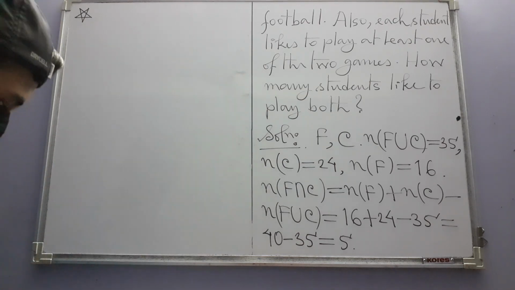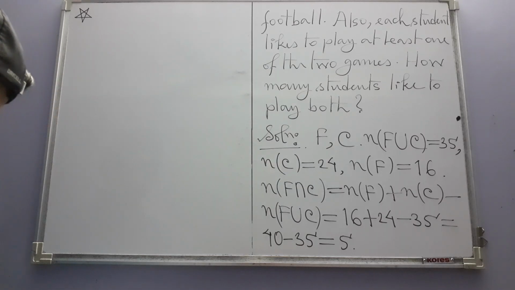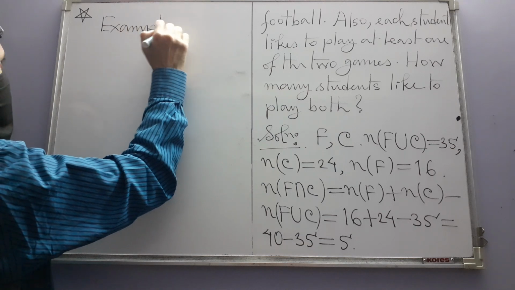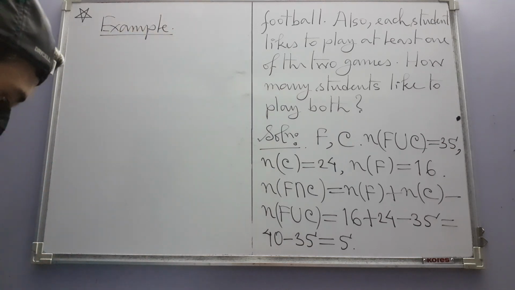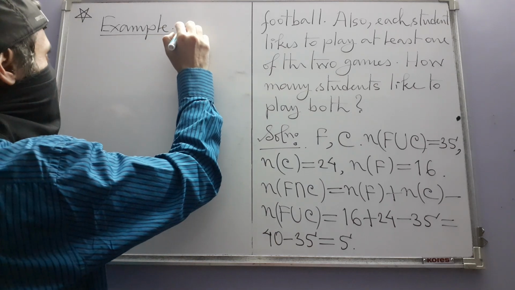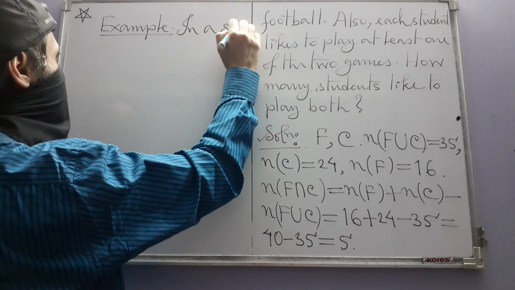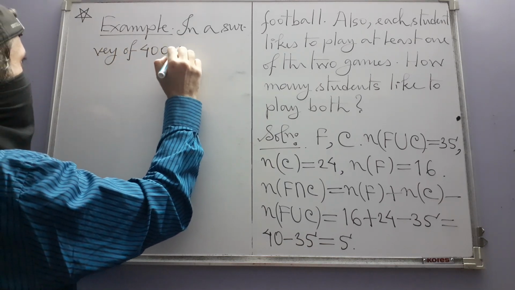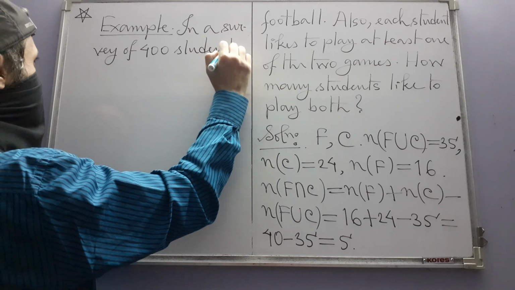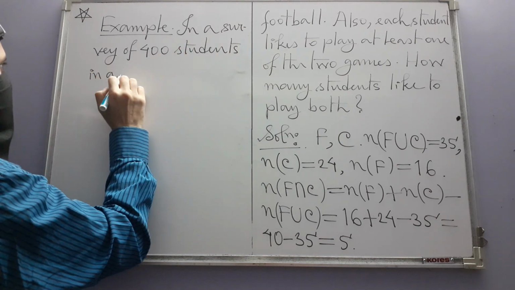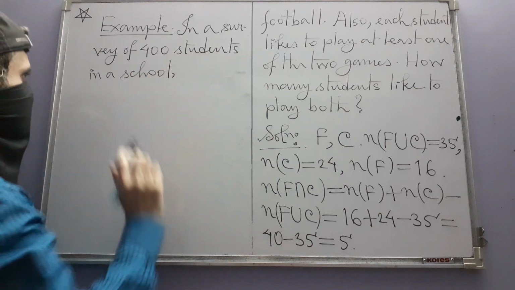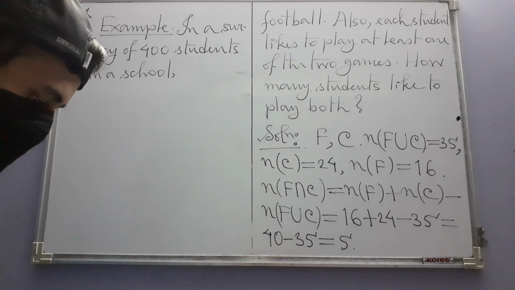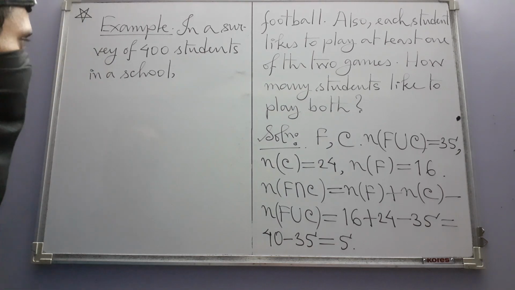The next one, in a survey of 400 students in a school, something was found. What is it? 100 were listed as taking apple juice, 150 as taking orange juice.